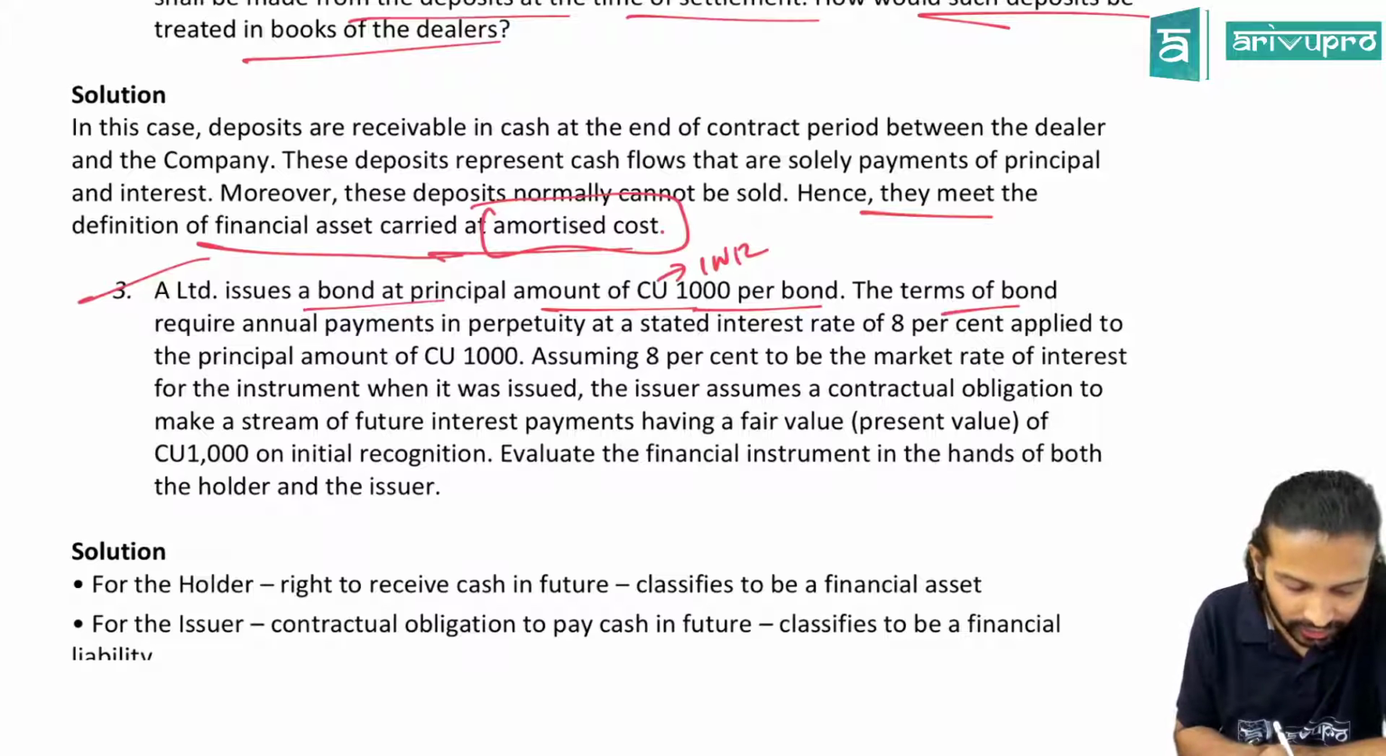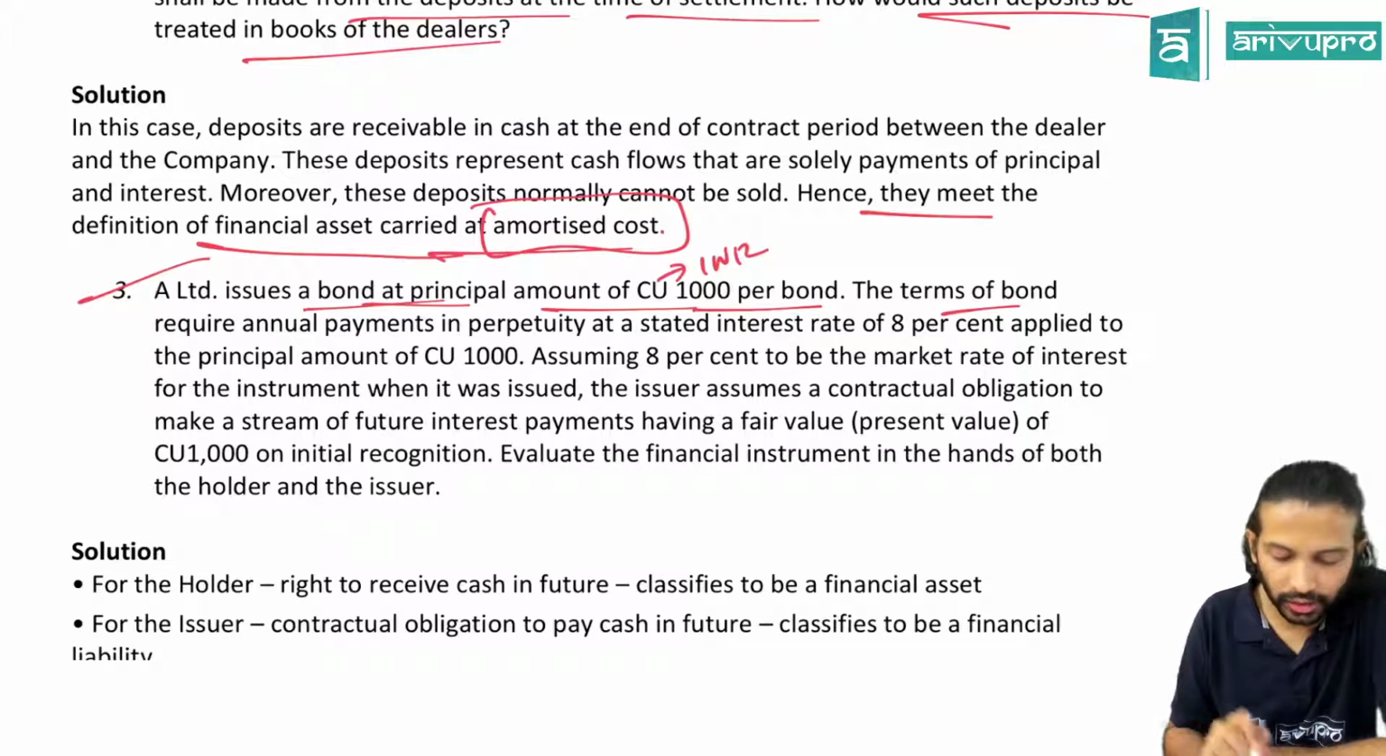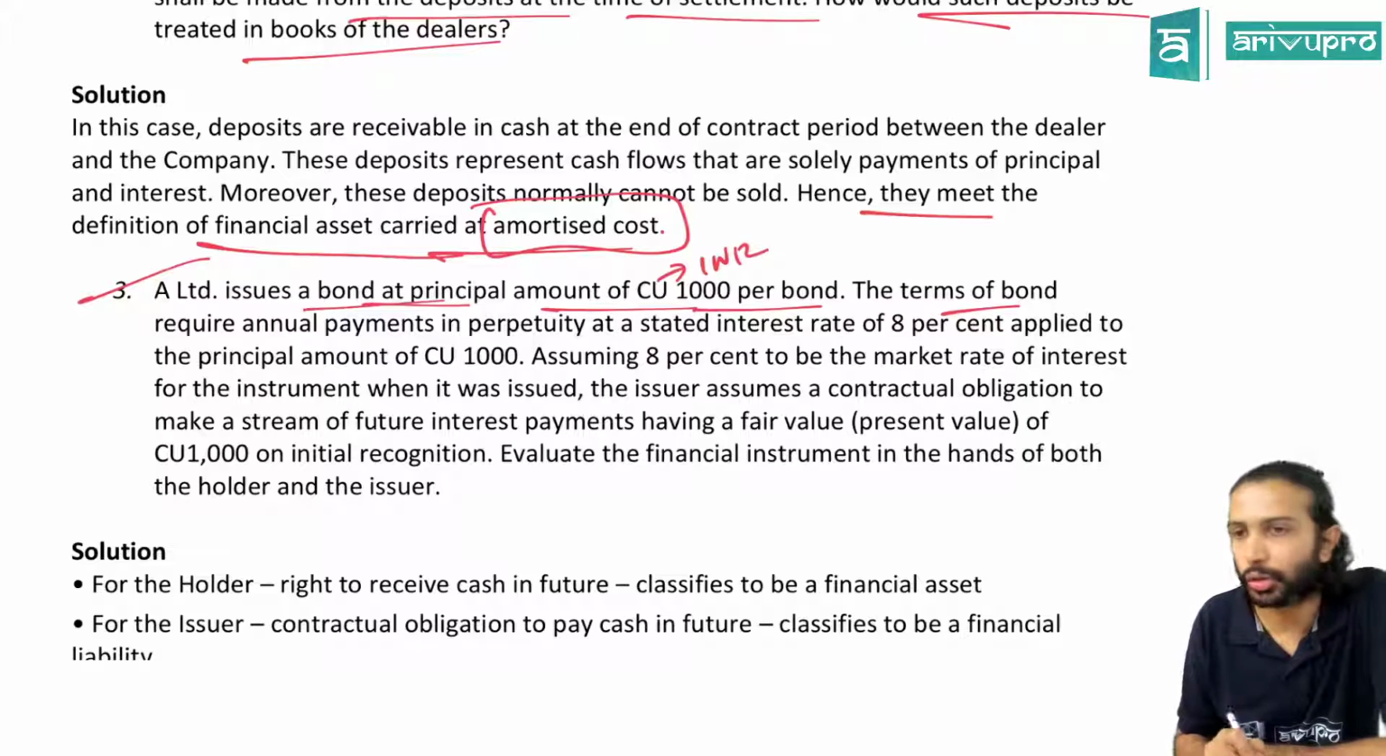Here we have been given a bond. This company has issued a bond at 1000 rupees per bond. I mean the face value they're saying. Face value is 1000 rupees per bond.